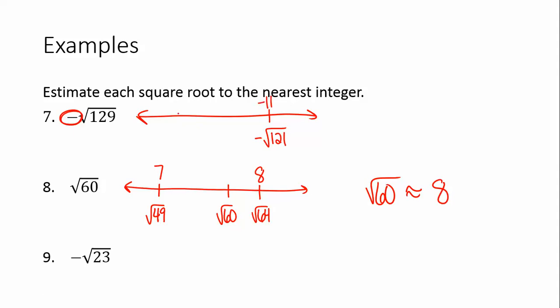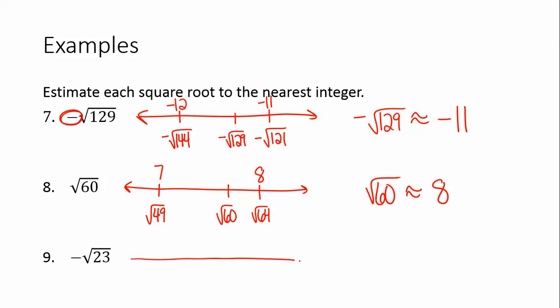If we go on the other side of that to negative 12, that would be the negative square root of 144. And again, we want to plot that 129 right in about where it goes, estimating is it closer to 121 or closer to 144. Well, hopefully you're recognizing that it's closer to the negative square root of 121. So the negative square root of 129 is about equal to negative 11. Again, if there's a negative out in front of your square root, you need to have a negative answer.